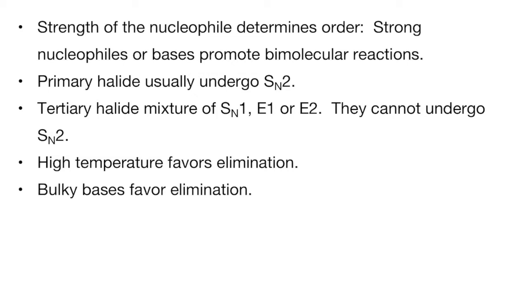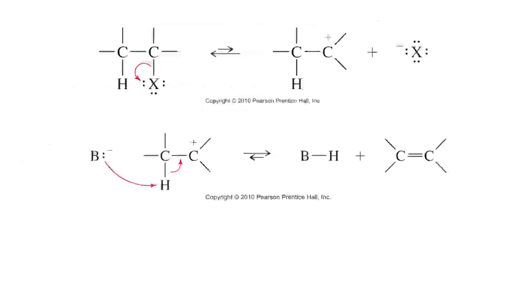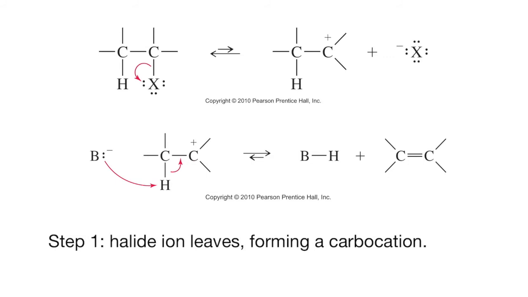High temperature favors elimination. So when the temperature is too high, it helps the elimination reaction. When we have a bulky base, it favors elimination. Let's talk about the E1 mechanism. E1, we said it is a two-step mechanism. Step 1, creation of the cation. Step 2, removal of the hydrogen, creation of the double bond.